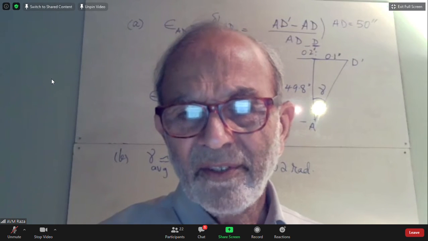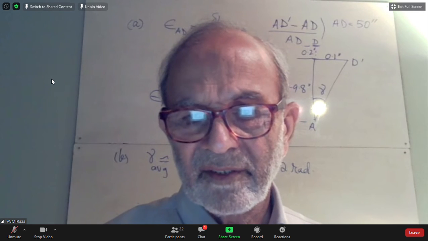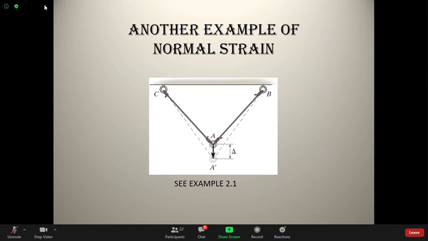and before I go to the next example, I have copied an example of normal strain from example 2.1 in your book. Not exactly the same, but similar in some way. What you are seeing is, for example, if you had two strings tied together like this, AB and AC, and then you applied a load here, what will happen to A? A will extend and come to this new position.